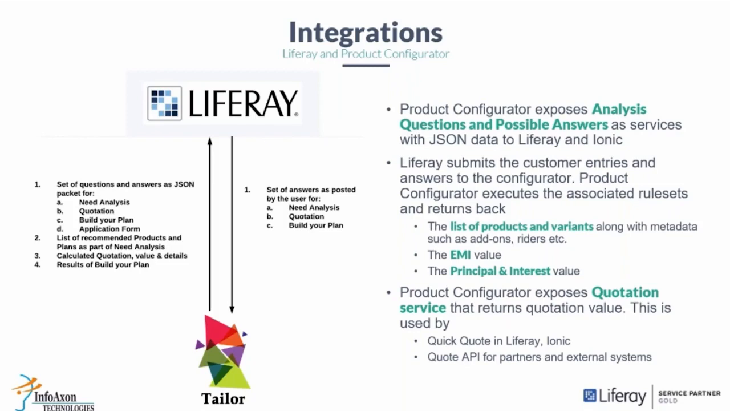For journeys like get recommendation, need analysis, or build your own plan, etc., Tailor executes all those associated configurable rules and generates the recommended product and plans along with suggestions of sum insured, tenure, add-ons, riders, cover type, and all those subsequent and satellite data for your product and the policy.